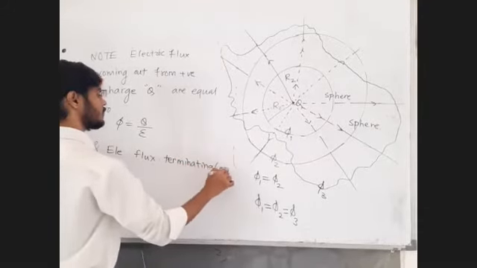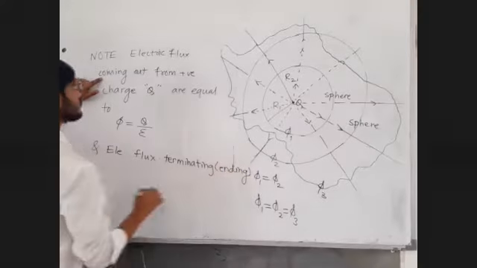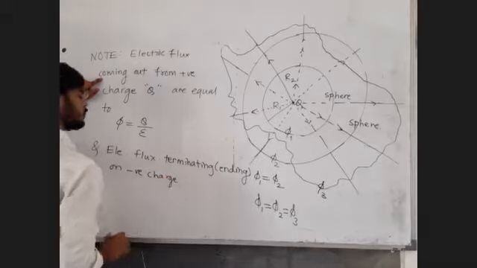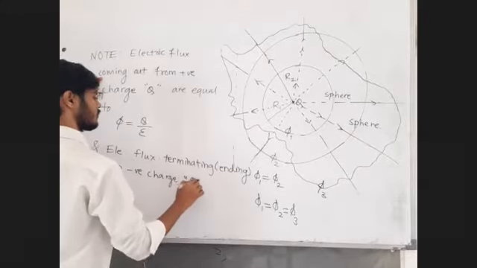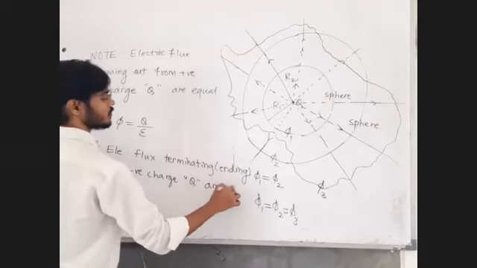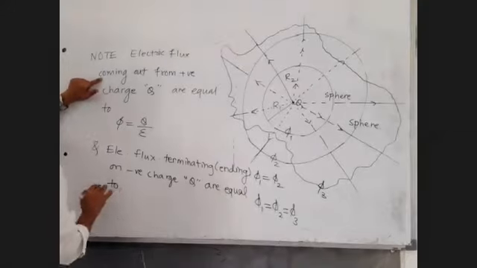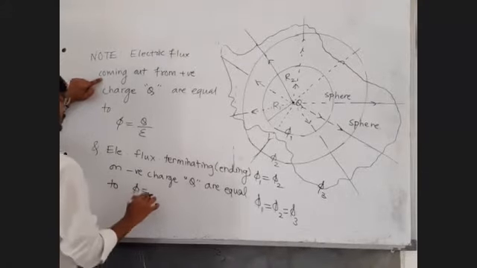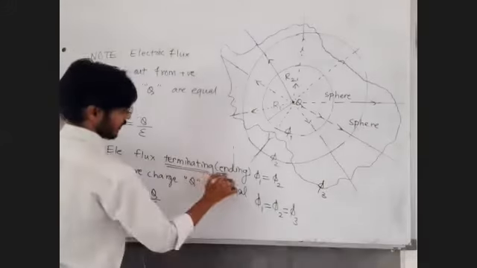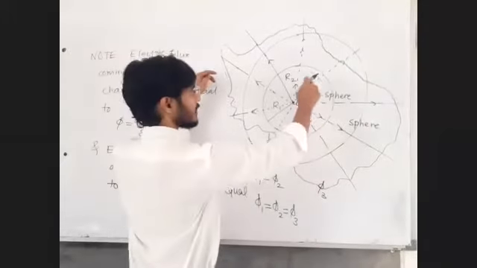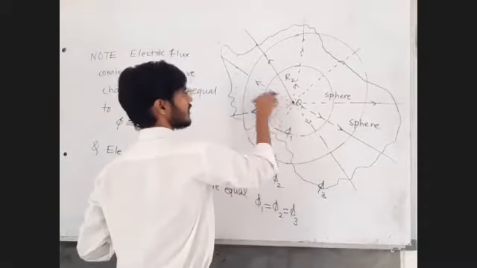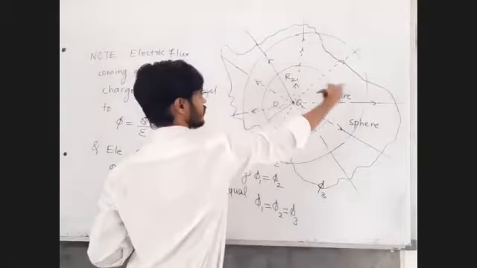Terminating, ending on negative charge Q. R equal to numerical value we are writing. Phi is equal to again Q upon epsilon. Same formula, but here electric flux is not emitted by the negative charge. It is absorbed; the electric field lines come in and end on the negative charge. Electric field lines are towards the negative charge.